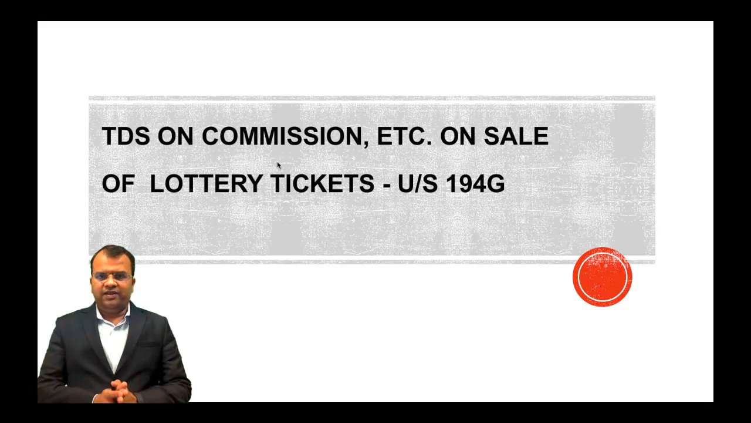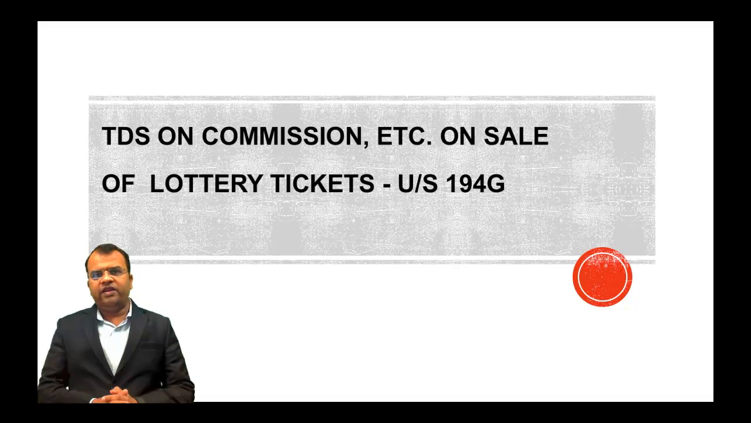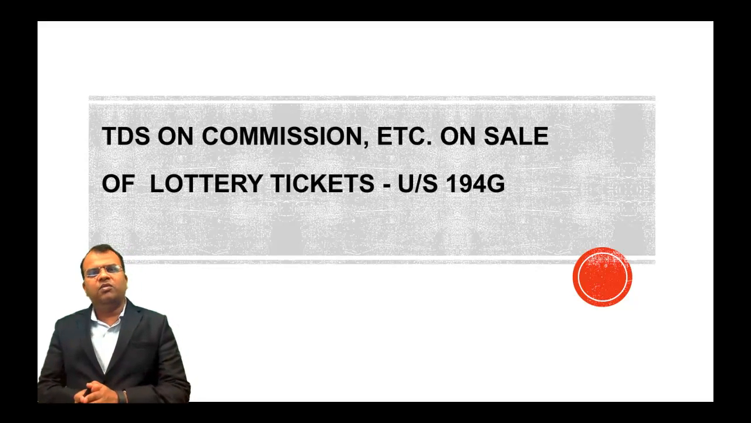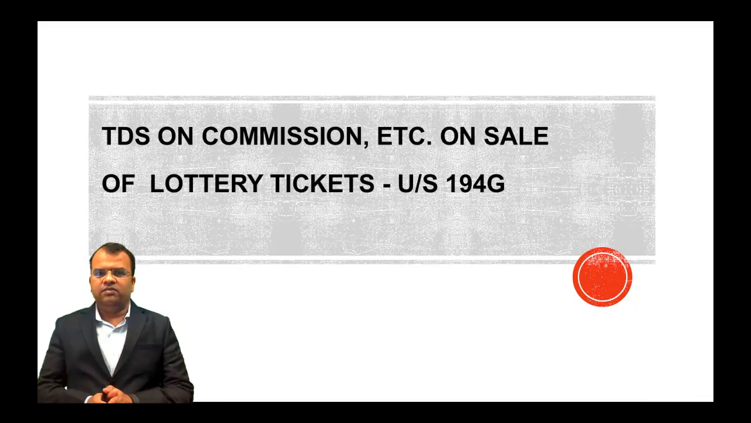TDS on commission, etc. on sale of lottery tickets, and this is covered under section 194G. Sometimes the state government or any other person who's running a lottery may appoint various agents who are responsible for selling the tickets of such lotteries. This agent who sells the lottery ticket gets some commission which may be based on the amount of the ticket, or he might be given a ticket at a gross number and the remaining amount might be given to him as commission. In addition to this, there could be other forms of commissions also.